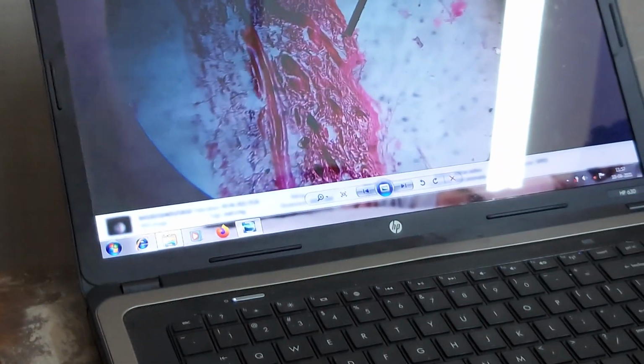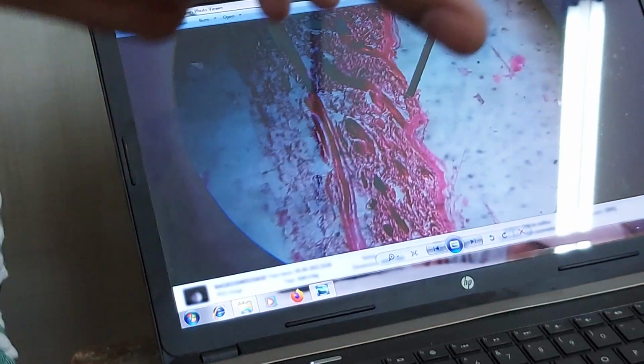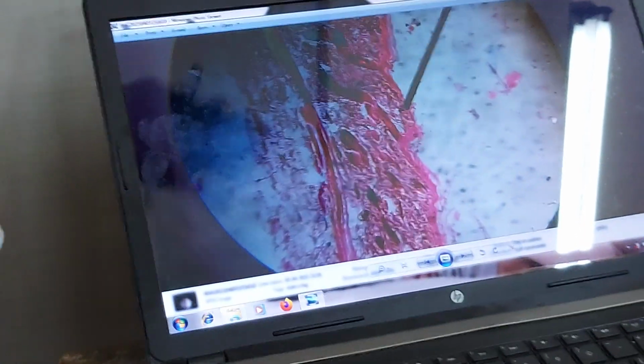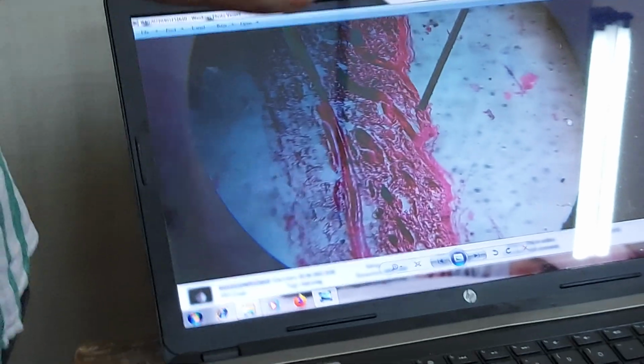So totally: ducts, color difference, and connective tissue around the cluster of cells. These three you have to keep in mind. Then you can identify whether it is pancreas, or mixed other salivary gland, or only parotid gland. So these are the things.